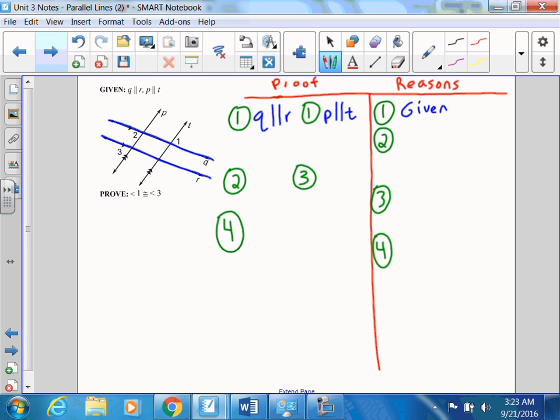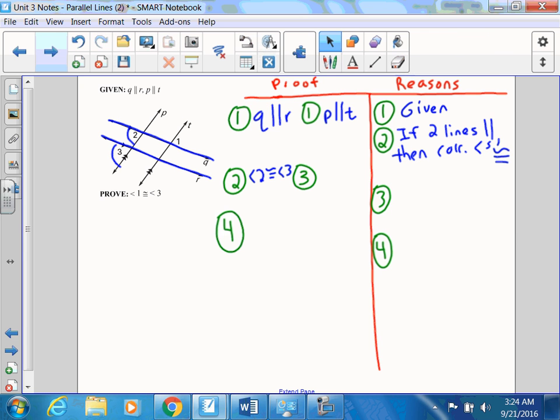Q and R being parallel, that would be this line and this line. If I have P is the transversal line, that must mean that angle 2 is congruent to angle 3 because they are in corresponding positions. So our reason, if two lines parallel, then corresponding angles congruent. Okay, 2 and 3 are corresponding angles. These lines are parallel, so I can say they're congruent. Now let's focus on the other set of parallel lines. That would be P and T. So here's P and here's T.